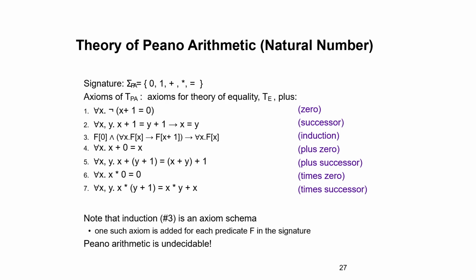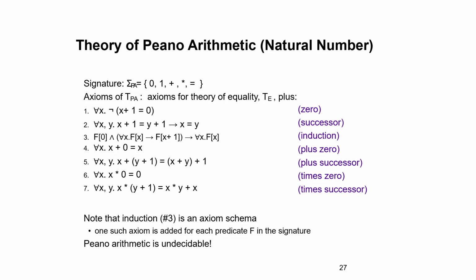But now it says here, Peano arithmetic is undecidable. What does that mean? Anybody got a clue? Is that good? Is that bad? What does undecidable mean? Sorry? Cannot decide the outcome. We cannot decide the outcome.